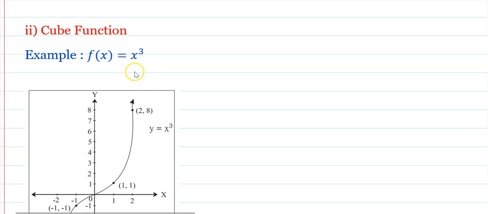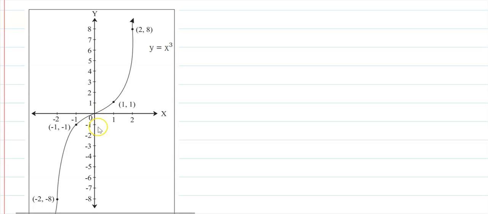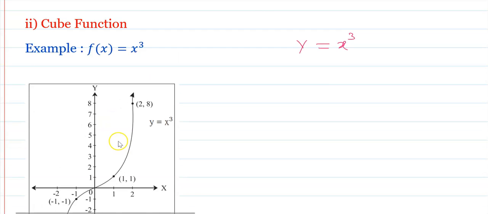Now the cube type of function, f of x is equal to x cube, means what? y is equal to x cube here. Okay, and this curve intersects at the origin, and these are the points.